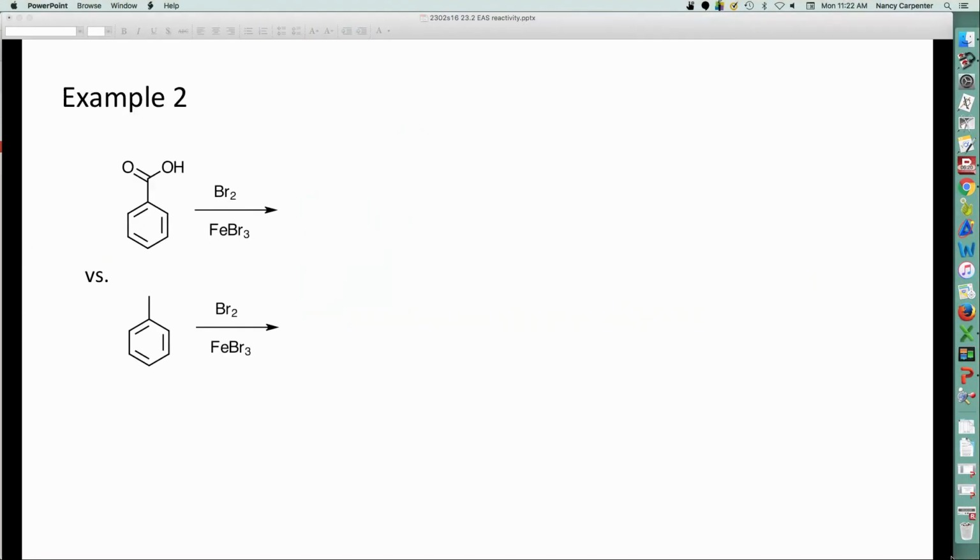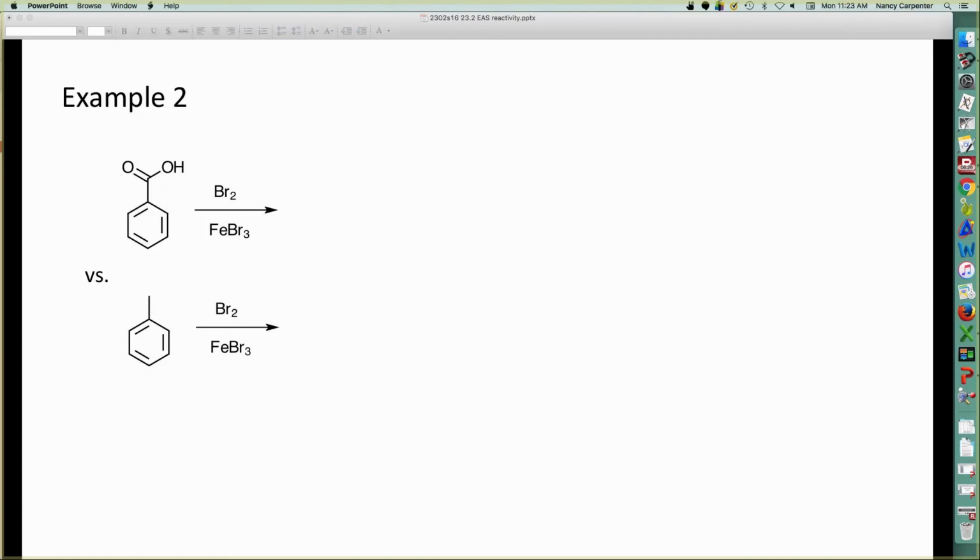All right, example number 2. Now we're going to compare benzoic acid to toluene. So you need to familiarize yourself with these aromatic names. So toluene, we recall, I hope, that the CH3 group is electron donating. So this should be slightly activated.